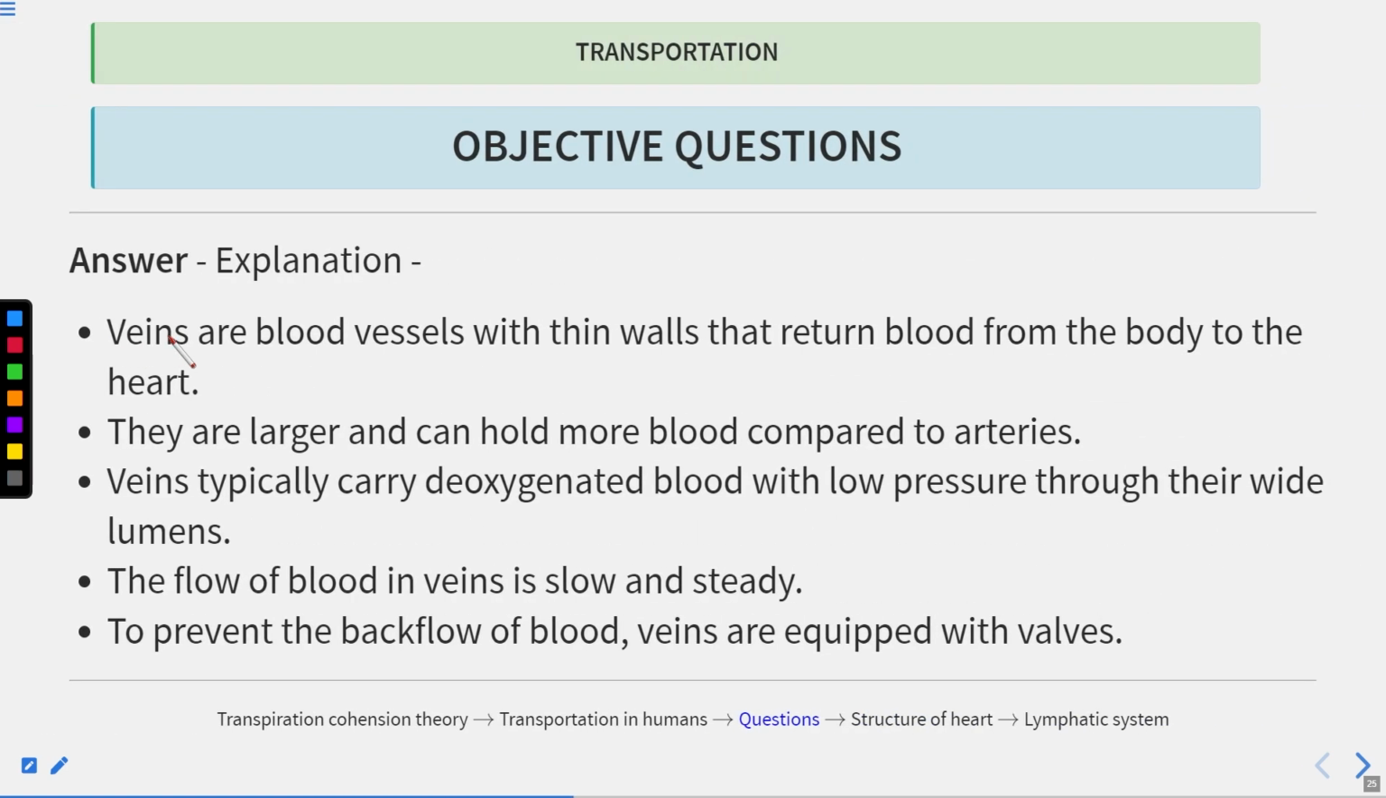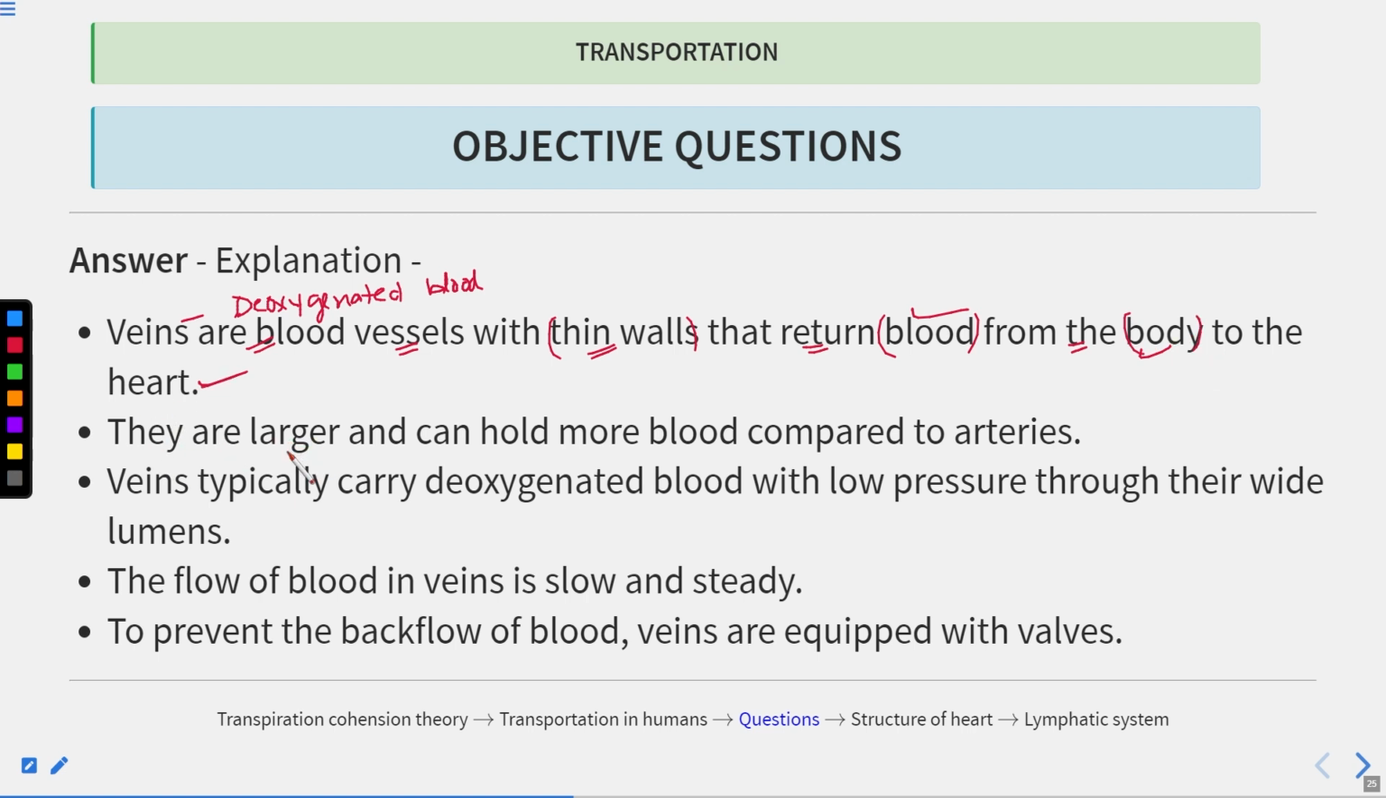Now what is the explanation here? The veins are the blood vessels with thin walls. So they have very thin walls. That's why the pressure here is also very low. These veins return the blood from the body to the heart. So veins carry deoxygenated blood from the body parts. The body parts use the oxygen, and the deoxygenated blood is returned from the body to the heart.